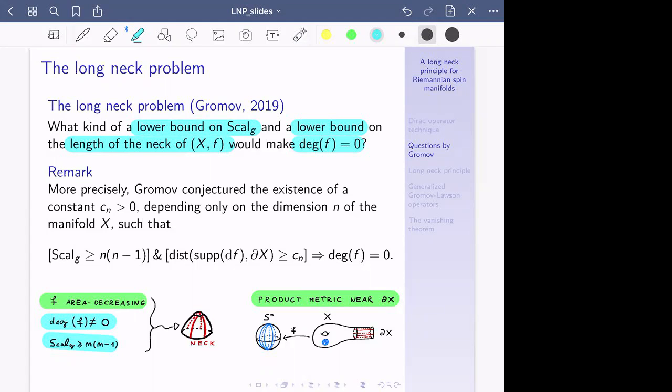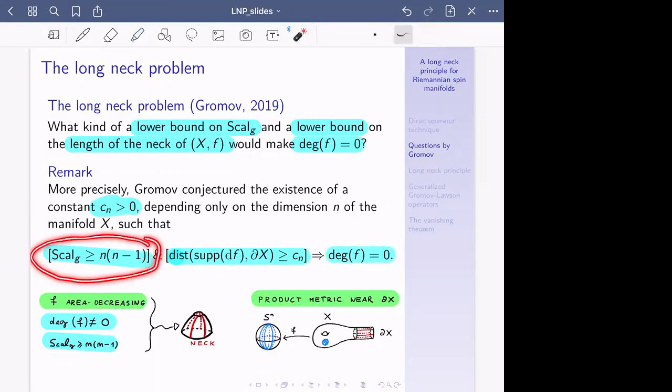More precisely, Gromov conjectured the existence of a positive constant c_n, which depends only on the dimension n of the manifold X, such that if the scalar curvature of g is greater or equal than n times (n minus one), and the distance between the support of the differential and the boundary of the manifold is greater or equal than c_n, then the degree of F is equal to zero. Here basically we are comparing the scalar curvature of the manifold X with the scalar curvature of the round sphere, which is n times (n minus one). So we are saying that the length of the neck of (X, F) is greater or equal than this constant c_n, and then we want the degree of F to be equal to zero.